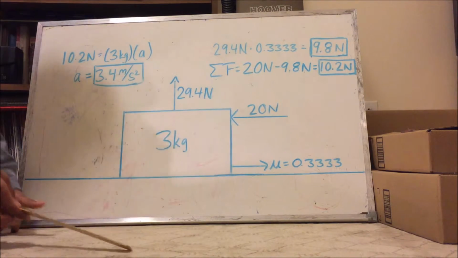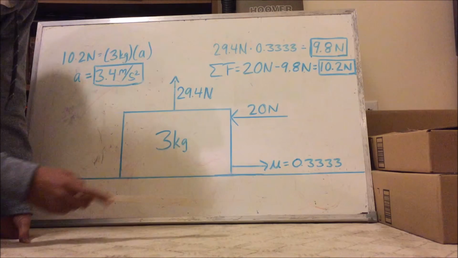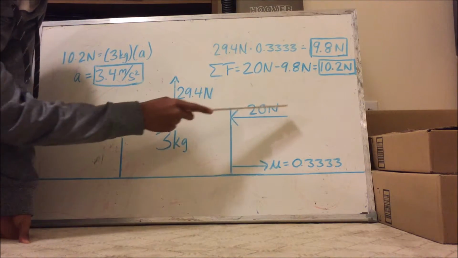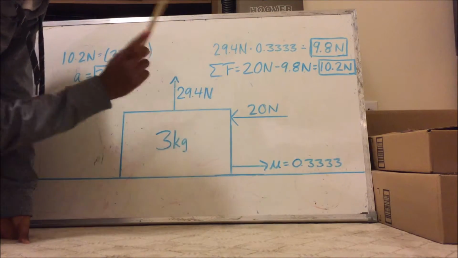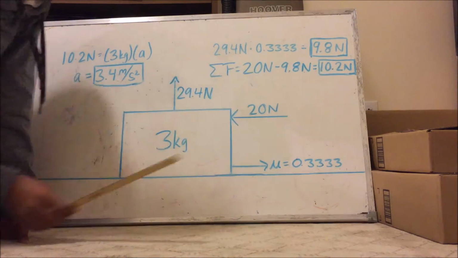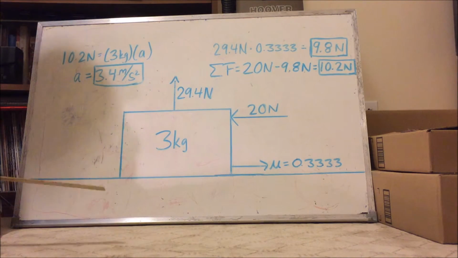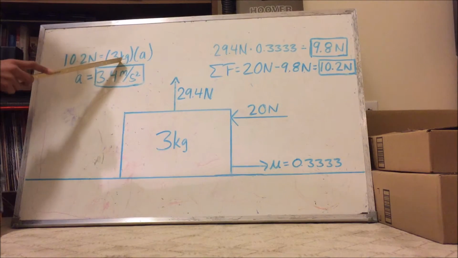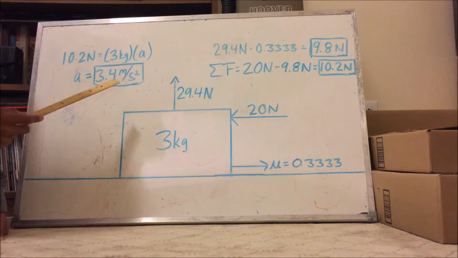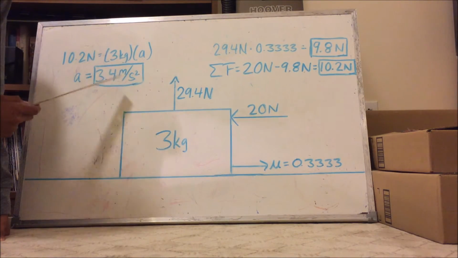So then to solve for acceleration, we want to get the sum of our forces. So we do 20 newtons, which is our applied force, minus the force of friction, which is 9.8 newtons, and we get 10.2 newtons. Then we plug that into the equation force equals mass times acceleration. So we have the force, the mass of the books, and the acceleration, and we can solve that the books would accelerate at 3.4 meters per second squared.